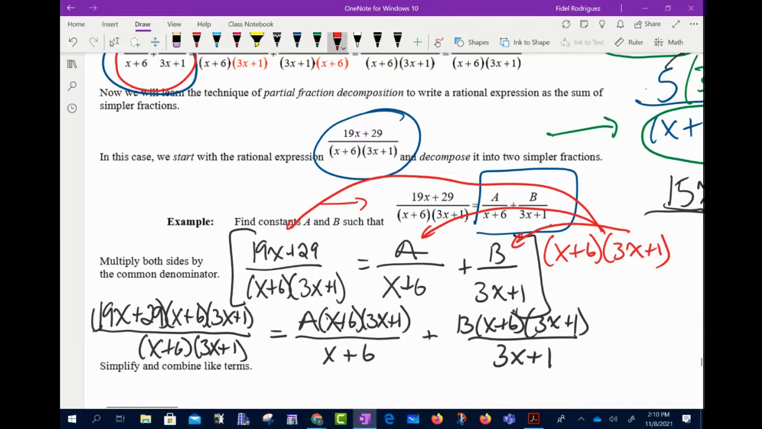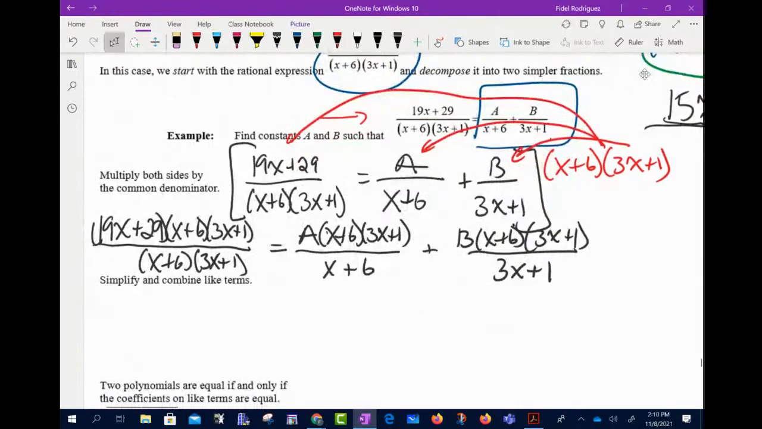Thumbs up? Awesome. Okay. So look, y'all, now we're going to simplify and combine like terms. So what's going to happen with all these fractions, right? Stuff's going to start canceling out. So look, in the first fraction, the x plus 6's and the 3x plus 1's are going to cancel out. We're going to be left with a 19x plus 29, okay?